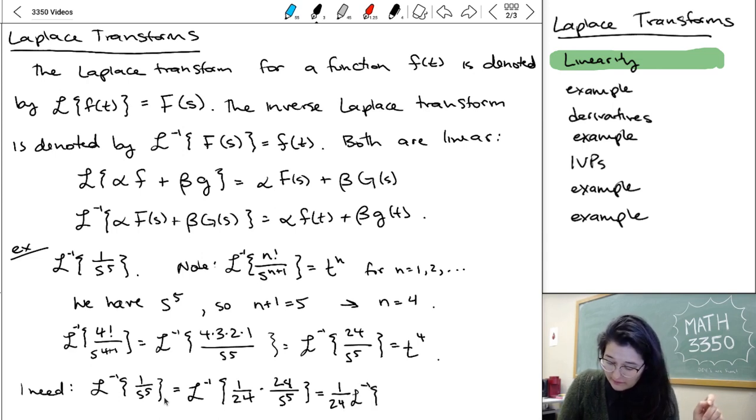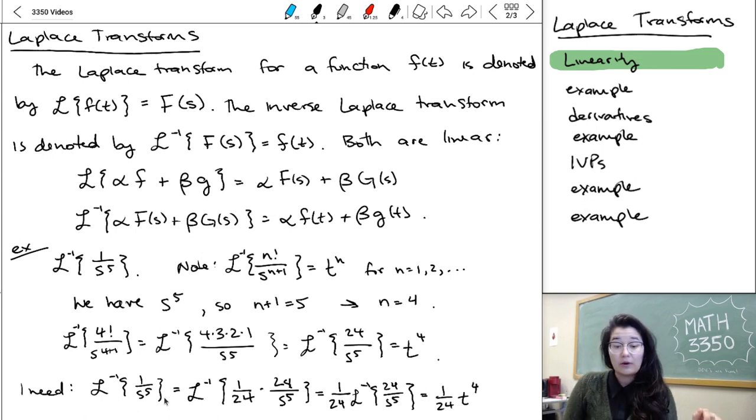I'm left with inverse Laplace of 24 over s to the 5, which is something I already know how to calculate from the line above. So I'm left with 1 over 24 t to the 4. And so just remembering to do this little multiplication step will get us through a lot of problems in this section. If that's uncomfortable for you, just keep practicing and you start to get used to finding the number you need on top and just adjusting accordingly.